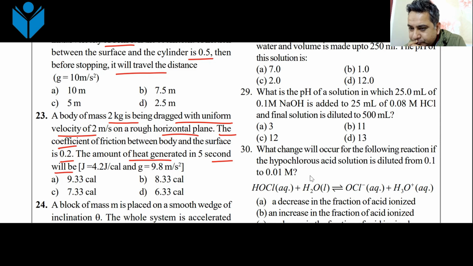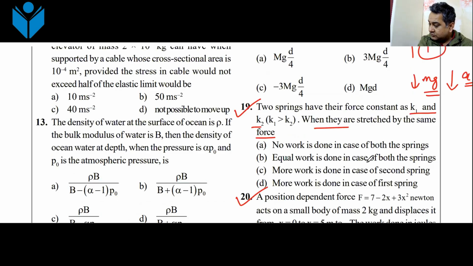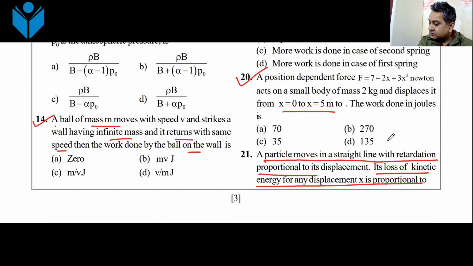Sir, can you discuss question 20? We have already gone through question number 20. What is wrong with question number 20? It is a straightforward integral, beta. The integral of F ds. It's the straightforward integral of F dx. That's it. What you need to do is work done, from 0. We have done so many questions on this. Yes or no? Sir, what was wrong in this question?